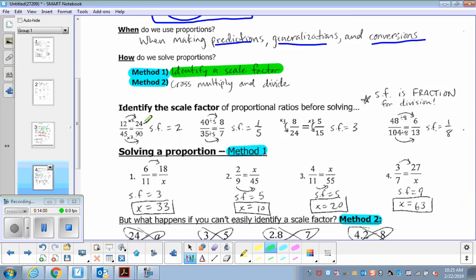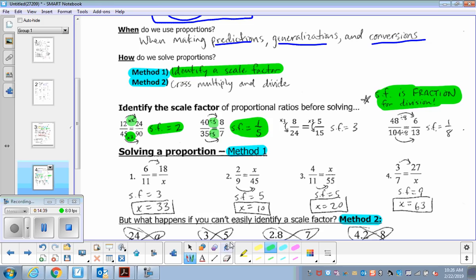For 12/45 and 24/90, the scale factor would be 2, because 12 times 2 is 24, and 45 times 2 is 90. So that scale factor is 2. Now if you divide, folks, so like reducing, 40 divided by 5 is 8, and 35 divided by 5 is 7, your scale factor there is 1/5. Dividing by 5 is taking a 1/5. So your scale factor is going to be a fraction if you're dividing.